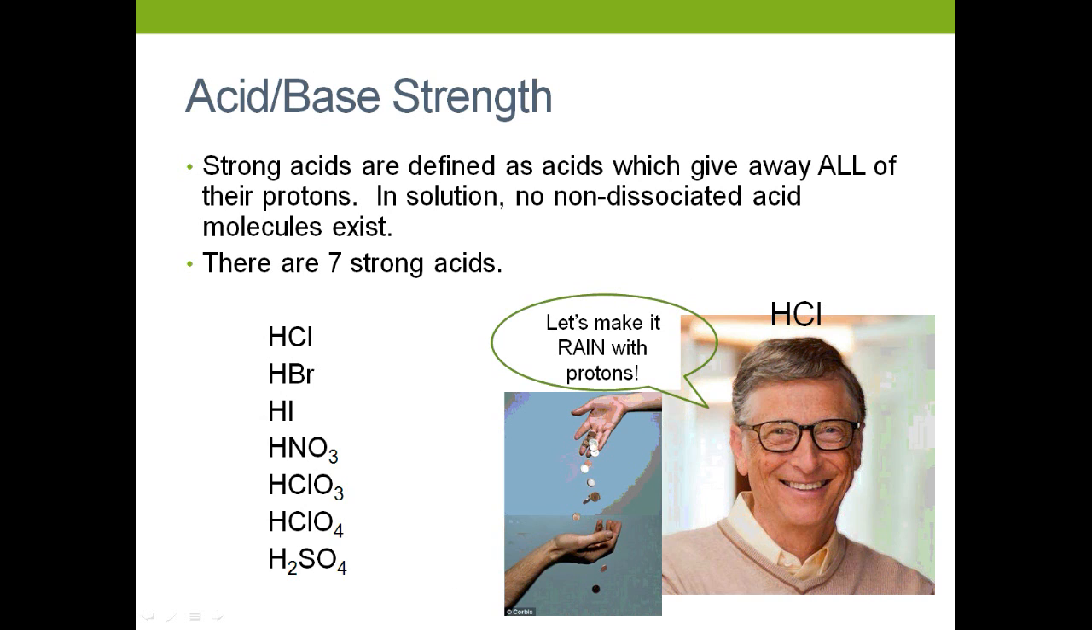Some acids are stronger than others. A strong acid is defined as an acid which gives away all of its protons. In a solution, there are no non-dissociated acid molecules. There are 7 strong acids: HCl, HBr, HI, HNO3, HClO3, HClO4, and H2SO4. You should learn these.